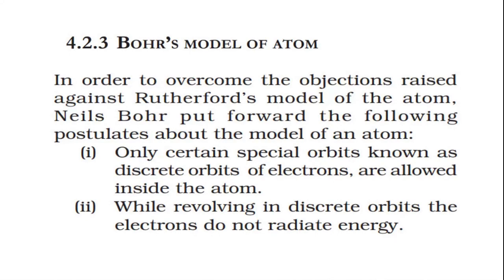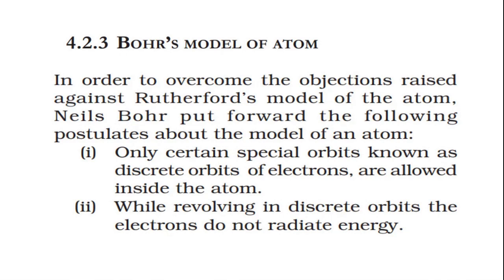In order to overcome the objections raised against Rutherford's model of the atom, Niels Bohr put forward the following postulates about the model of an atom. First one, only certain special orbits known as discrete orbits of electrons are allowed inside the atom. While revolving in discrete orbits, the electrons do not radiate energy.